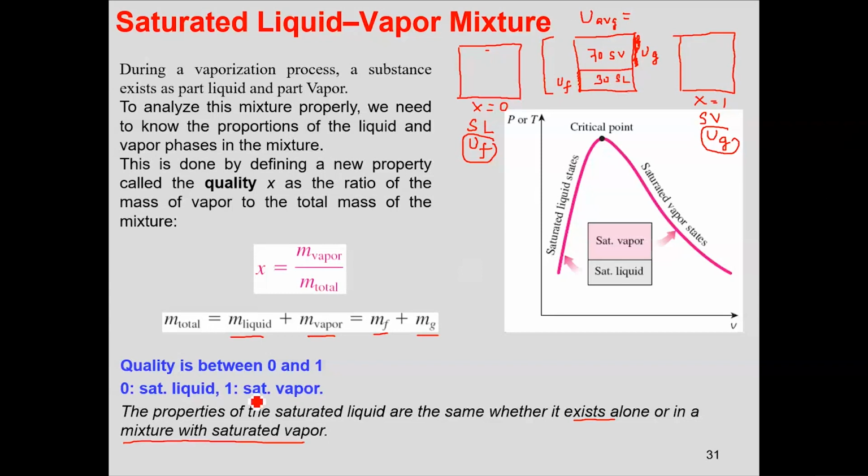So first thing, the property of saturated liquid, the internal energy, would be Uf over here, it would also be Uf over here, but the contribution of saturated liquid would now be 0.3 or 30%. So 0.3 Uf plus 0.7 Ug would give me the average value. All right, the property of saturated liquid would remain the same, only its contribution towards the internal energy of the mixture would change. All right. Yes, sir.